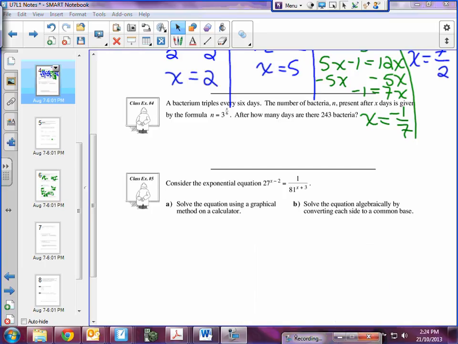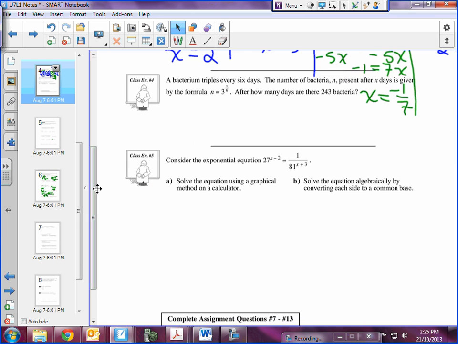Class example 4 and 5 are some more review from lesson 1. Looking at class example 4, a bacteria triples every 6 days. So we're saying that N is the number of bacteria present after x number of days. This is page 247. This is our formula given: N equals 3 to the x over 6. After how many days are there 243 bacteria?